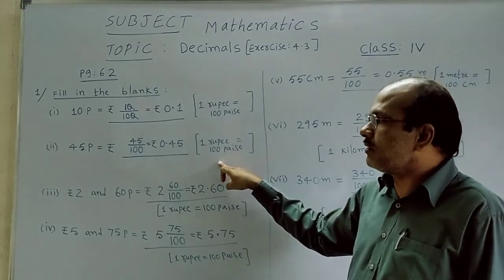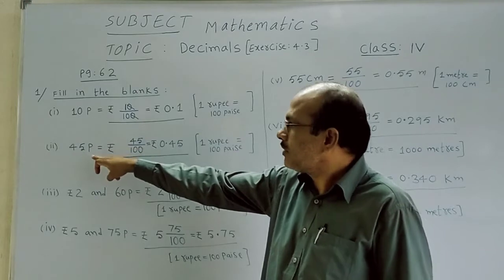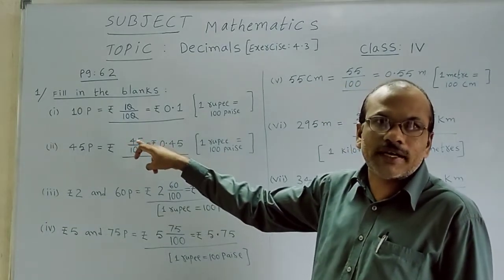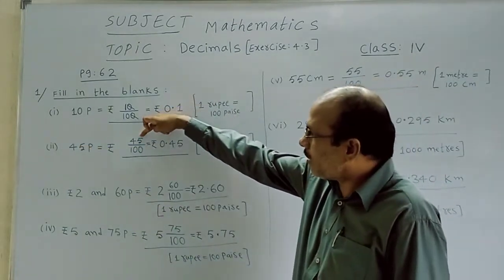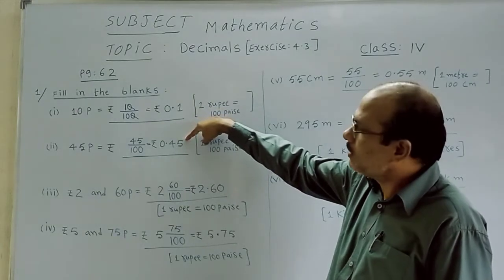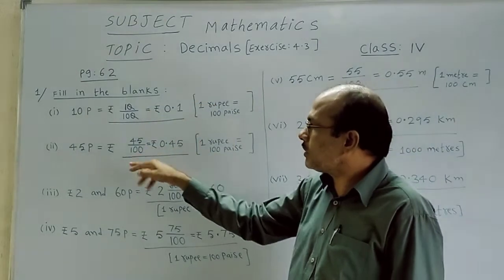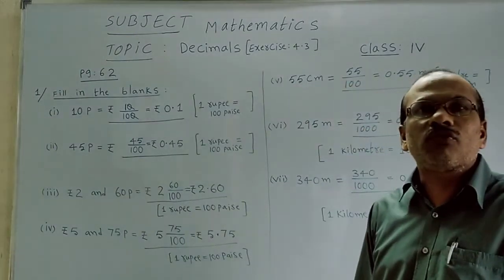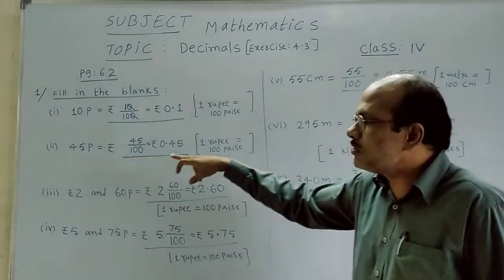In the same way, the second one, 45 pies. Here it was 10 pies, but here it is 45 pies. Then now 45 by 100, am I correct? Here how many zeros are there? Starting is 1, and 2 zeros. That's why the point should be placed after 2 digits. I have written 5, 4, after the 4 the point. After the point nothing is there, that's why I have written 0. Finally I got 0.45 rupees. That is, 45 pies is equal to 0.45 rupees.